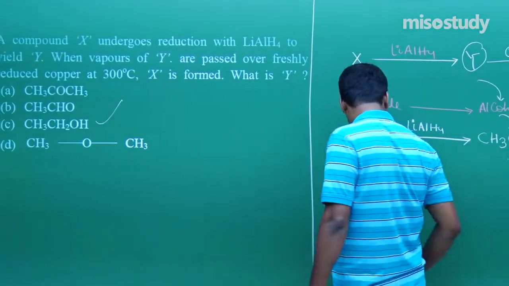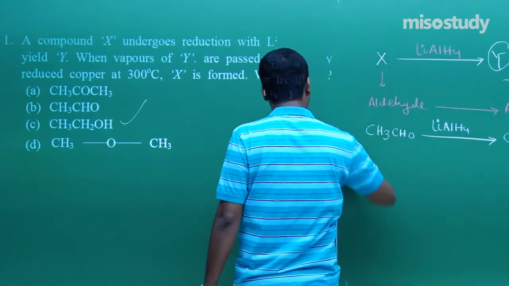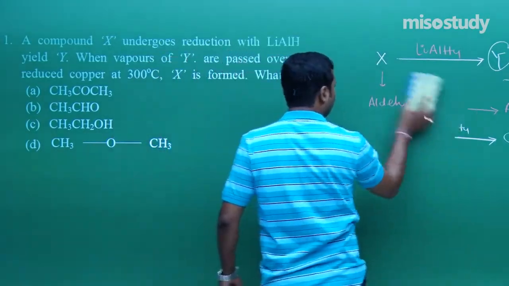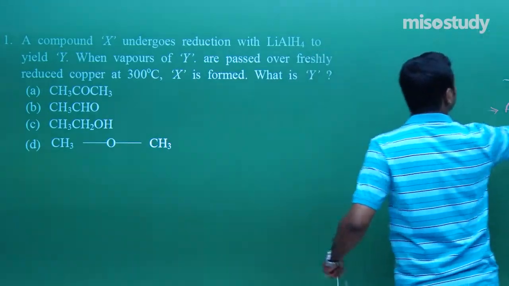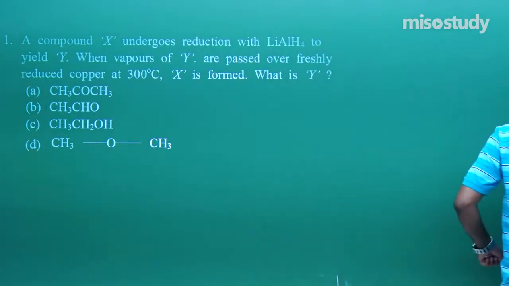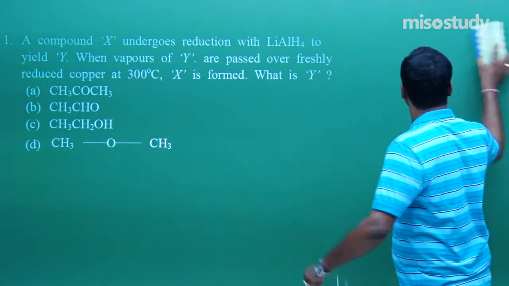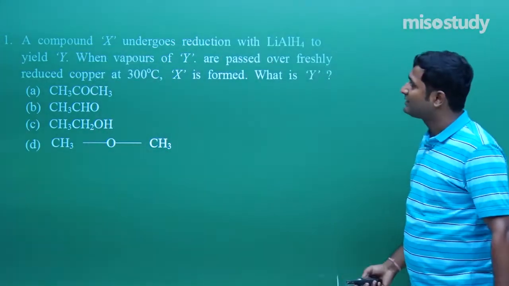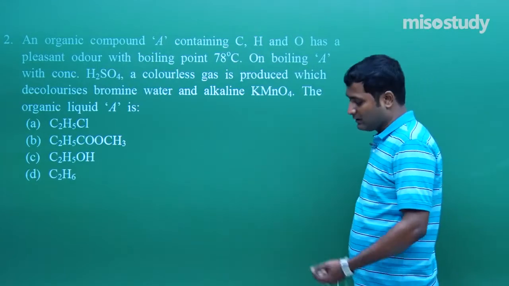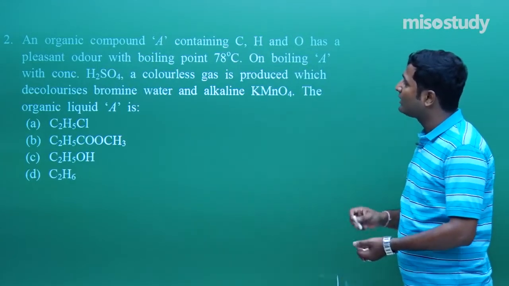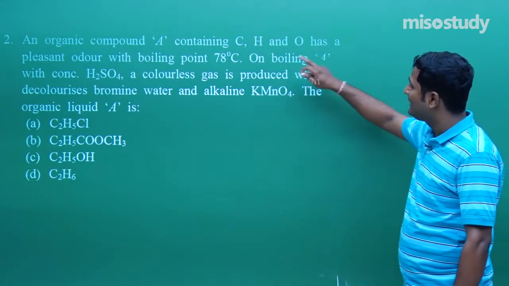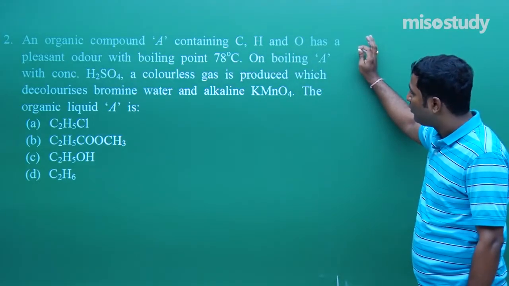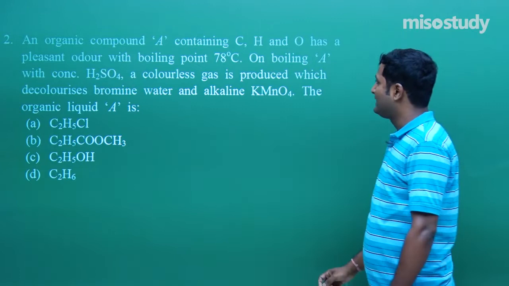Clear? Now I'm going to rub this part and move to the next segment. Now let's move to the next question. Question number 2: an organic compound A containing C, H, O has a pleasant odor with boiling point 78 degrees Celsius.